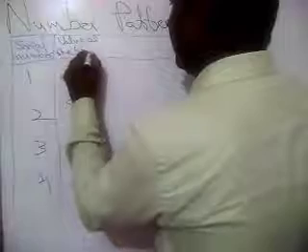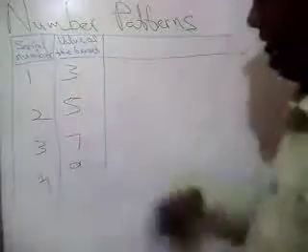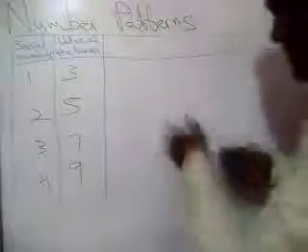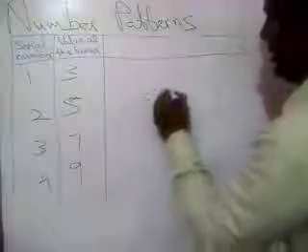The value of the terms in the number pattern. The first number in this number pattern is 3, the second number is 5, the third number is 7, fourth is 9 and so on. Now let's say we want to find out what the 50th term is in this number pattern.